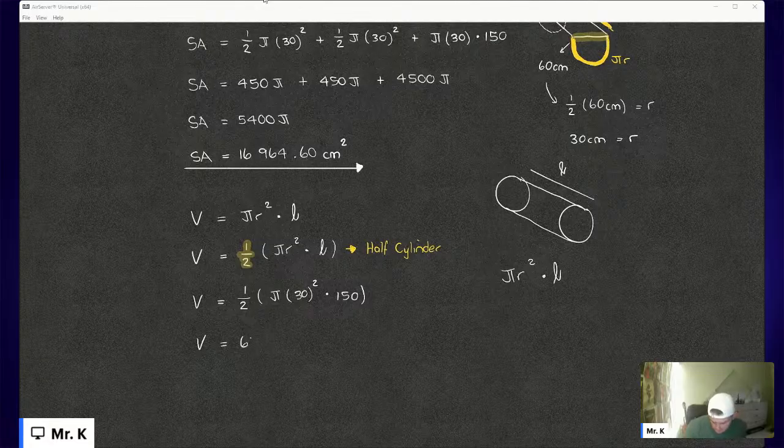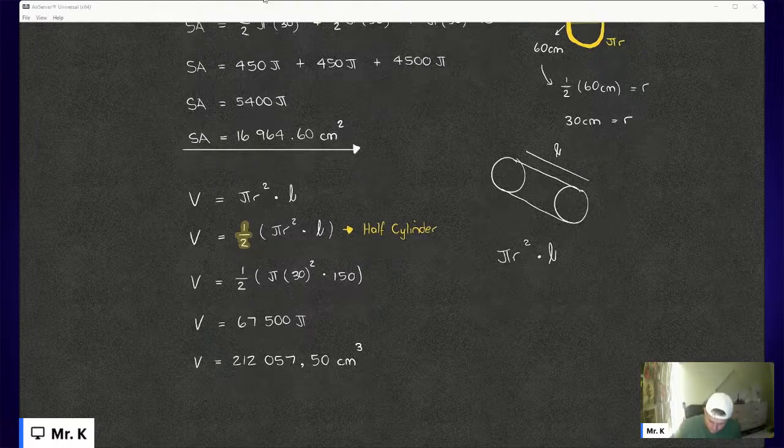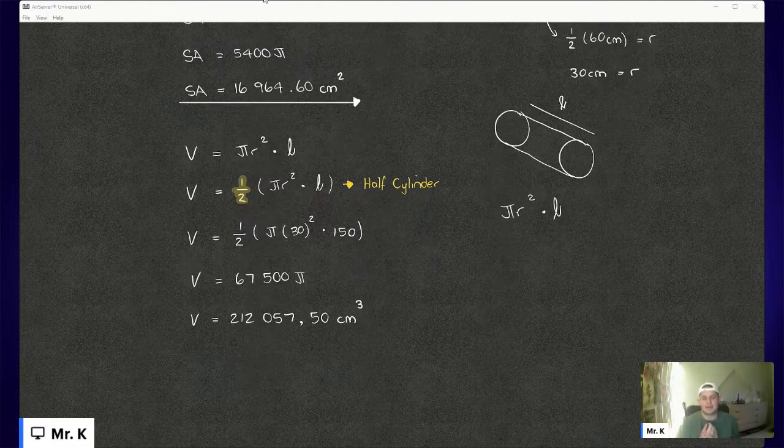And it gives us an answer of 67,500 pi, which again, I would recommend you writing down. And when we convert this using the S to D button on our calculator, and we round to 2 decimal places, we get the following answer. But this is measured in cubic centimeters. 212,000 cubic centimeters.